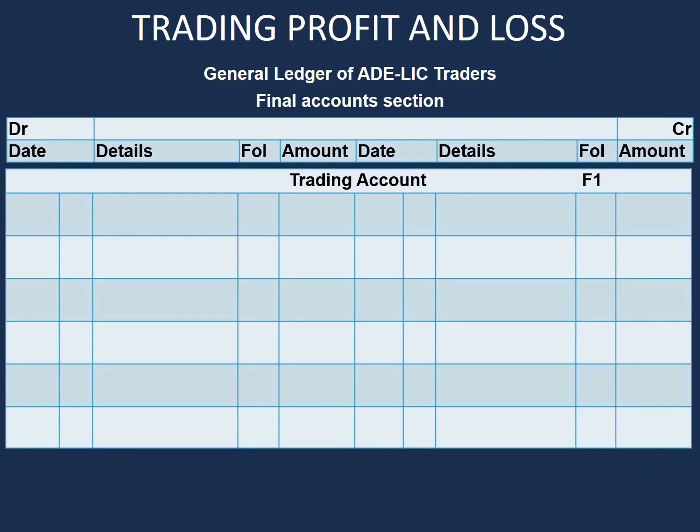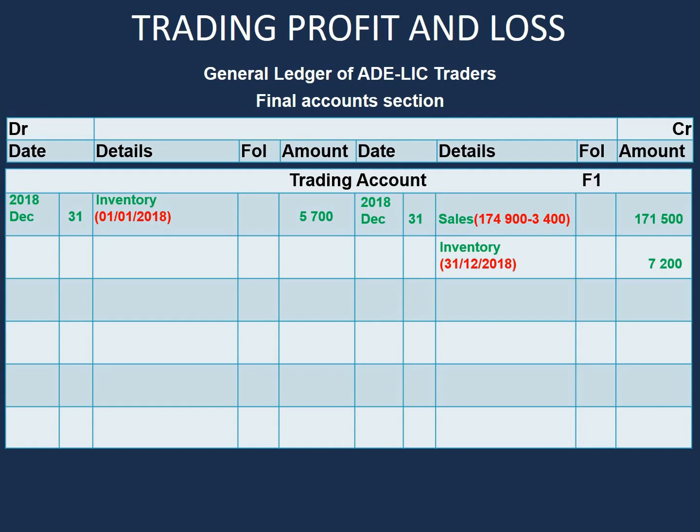Our trading account will start with sales on the credit side, and the calculation of sales is put in brackets. The 171,500 is made up of sales less sales returns. Then we will debit our inventory at the beginning of our financial period, and the date we will write in brackets. The amount is 5,700. Then we will credit our inventory for our ending period, which is 31 December 2018, with 7,200, and the date again we write in brackets.